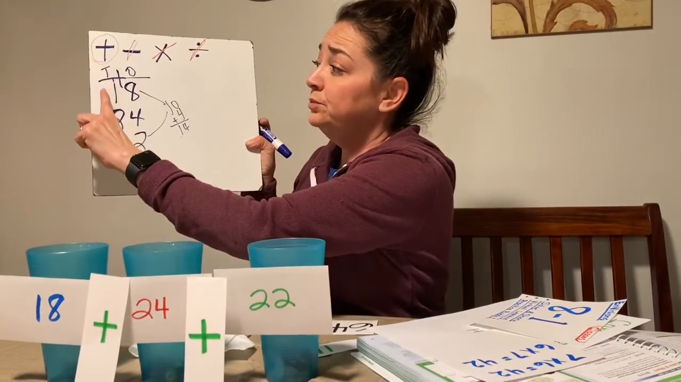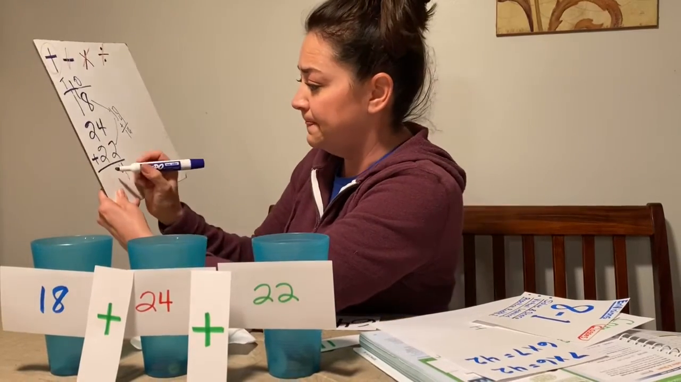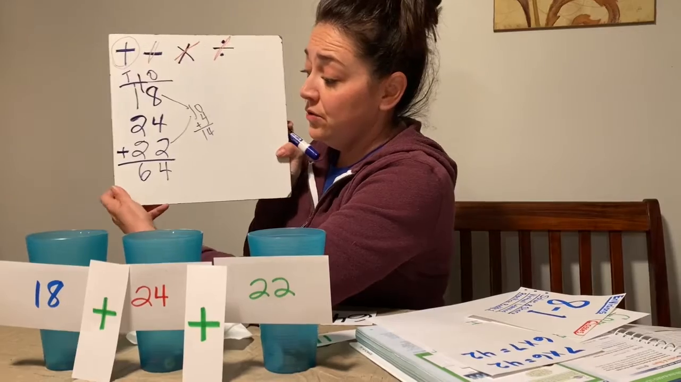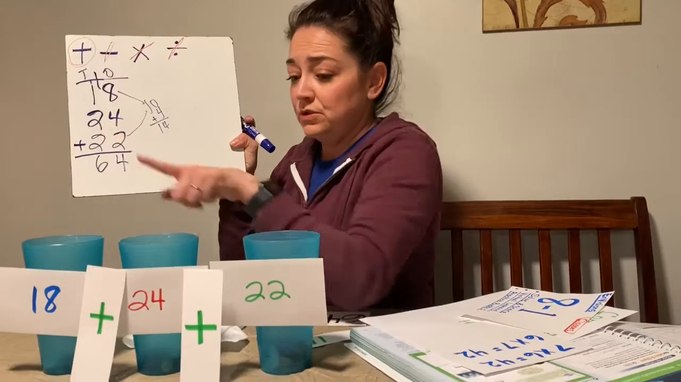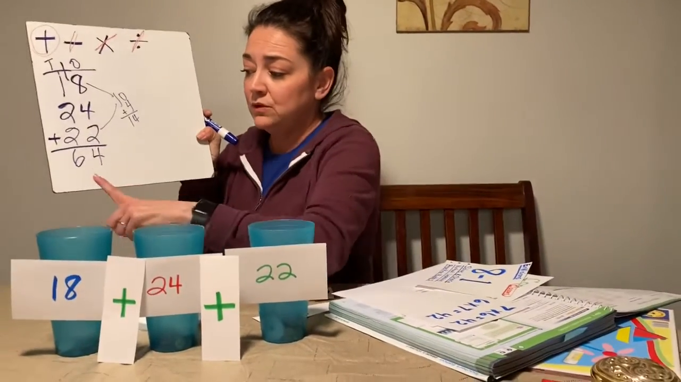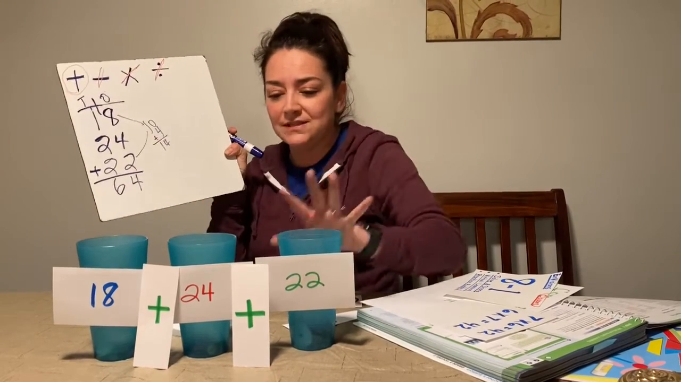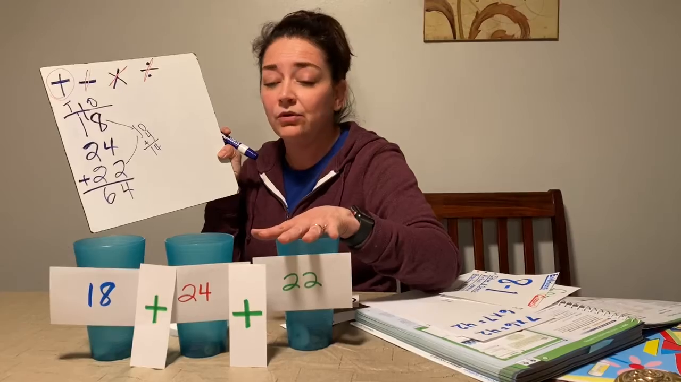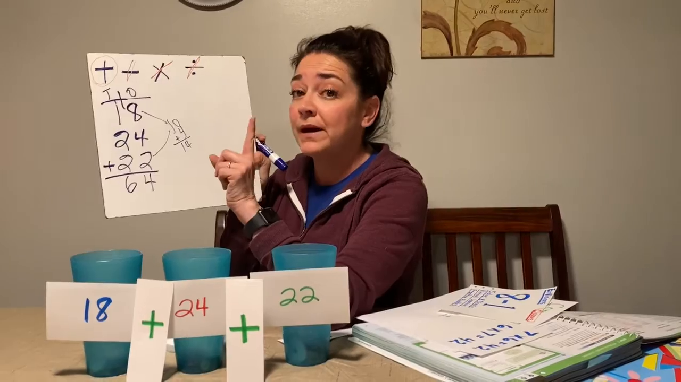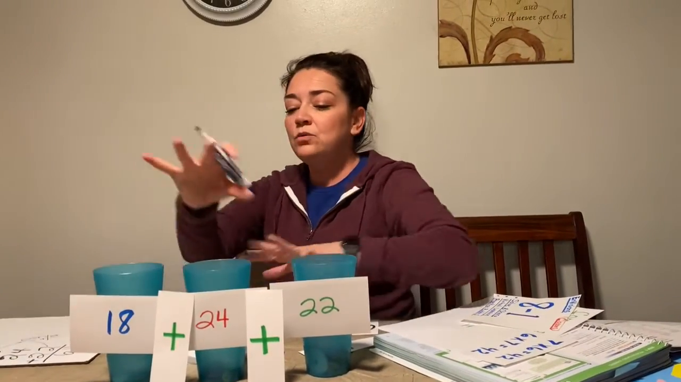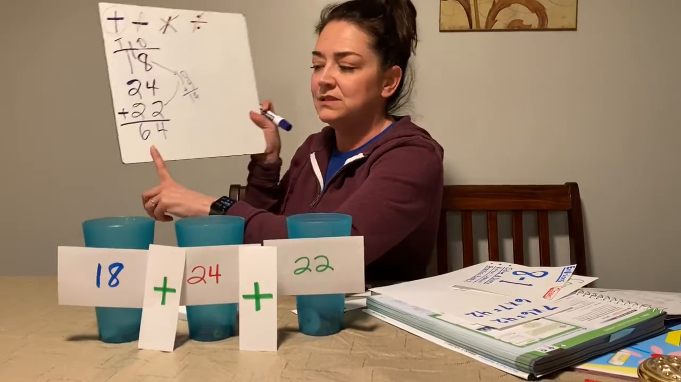Pretty easy. So 1 plus 1 is 2, 2 plus 2 is 4, 4 plus 2 is 6. So my sum, my answer, was 64. So 18 plus 24 plus 22 equaled 64. So what did that tell us? That I have 64 buttons all together, or Olivia does in the problem. Okay, now something that they want you to think about is if I were to move these numbers and these buttons around, would I still get the same sum, 64?